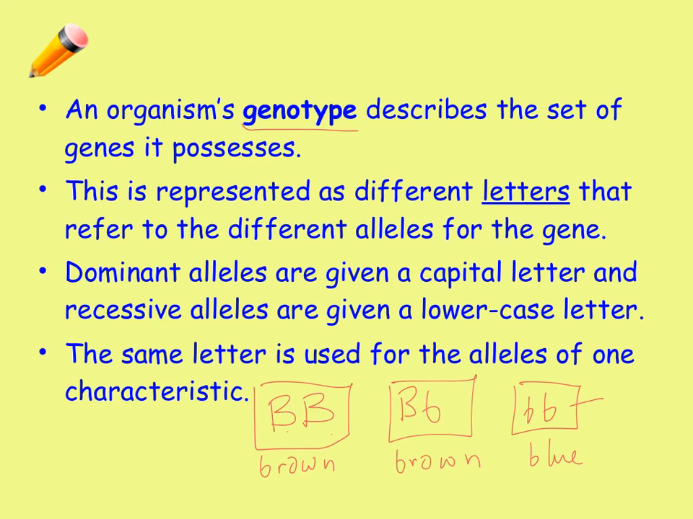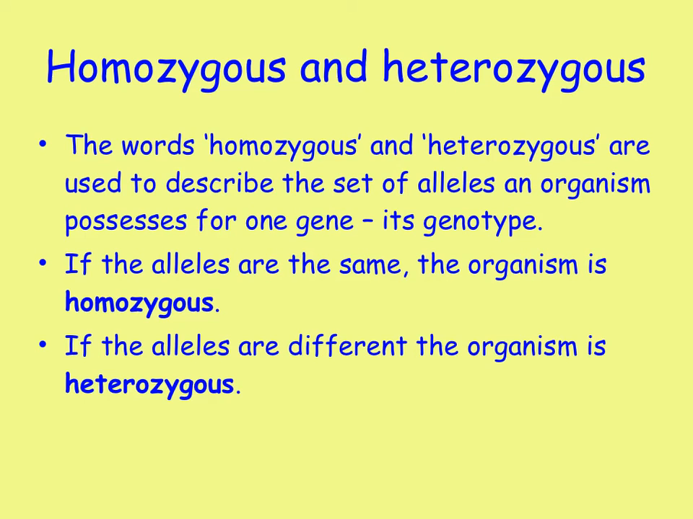These letters are referred to as the genotype. Now there are these other terms, homozygous and heterozygous, and they're used to describe the set of alleles an organism possesses for one gene. What do we mean by that? Well, if we've got a situation like this where the alleles are the same, then that is known as homozygous.